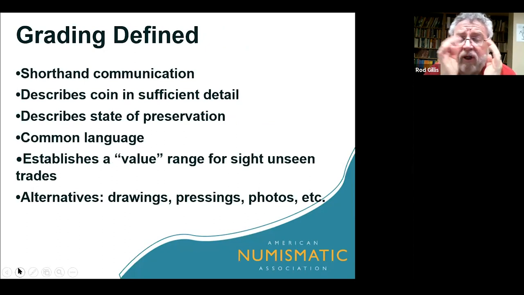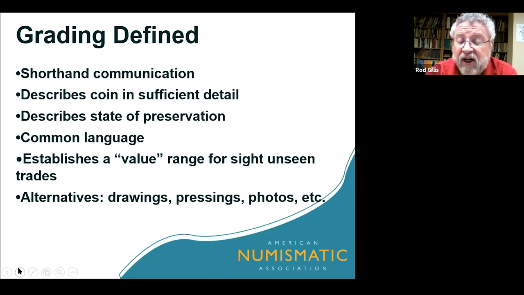Let's talk about how grading is defined. Really, grading is a shorthand communication. It's a language all of its own. It describes a coin in sufficient detail, describes its state of preservation. It's a standard common language, though it hasn't always been that way. And it also establishes a value range for sight unseen trades. It provides an alternate to the previous ways that people sent communications about coins before photography, and that was drawings and pressings. Later on, when photography was developed, that was a big help for coins.